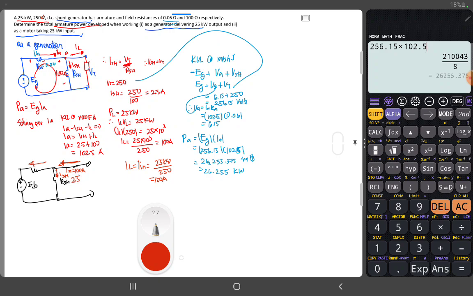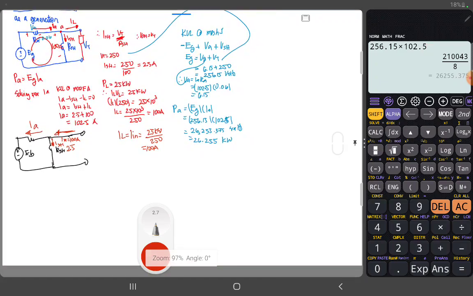And then now we have our IA, which will supply the armature circuit. So from here our IA will be equal to IL or IN minus ISH, right? So we have 100 minus 2.5, we'll have a value equal to 97.5 ampere.